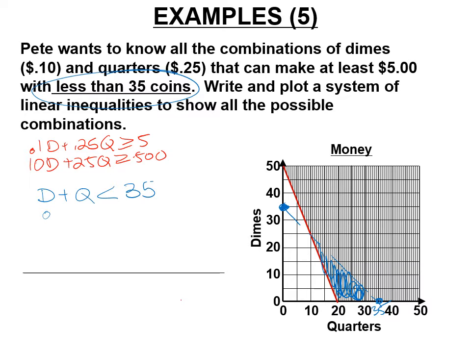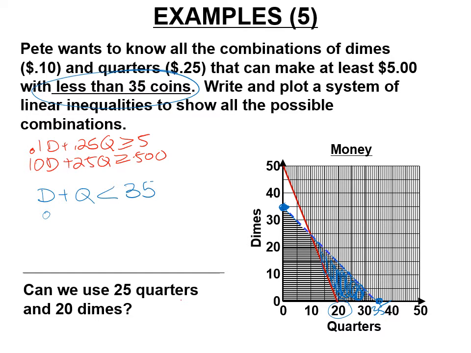All right, so the real world system, right? So looks like you need at least 20 quarters, okay? Or you're not going to get $5 with less than 35 dimes. And there it is. So let's see, can we use 25 quarters? Let's use another color, let's use purple. So 25 quarters would be right here, and 20 dimes.